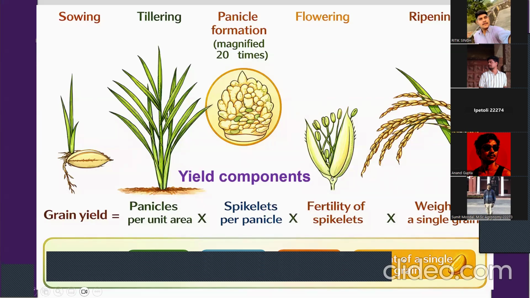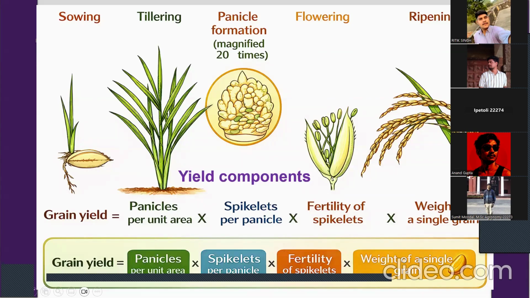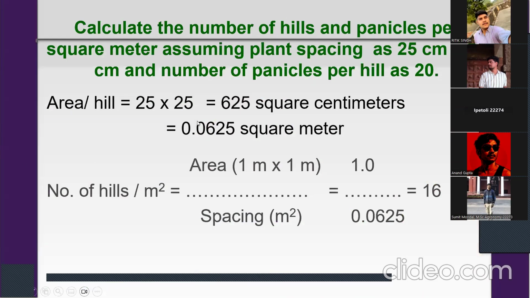So overall, you can see the last line: grain yield is equal to panicles per unit area into spikelets per panicle into fertility of spikelet into weight of single grain. So this is the formula to calculate the grain yield. And now, how to calculate? This is a numerical problem. I will be a bit fast.